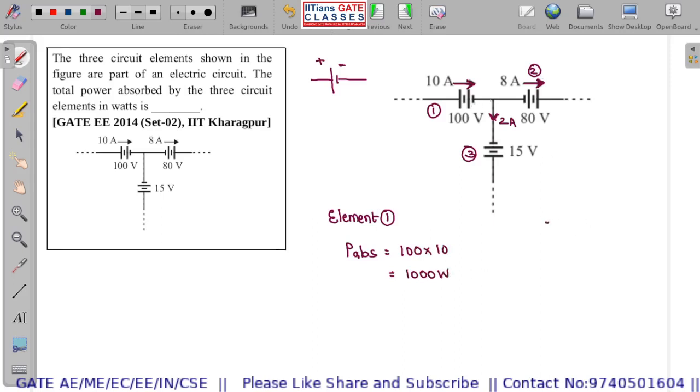Now look at element 2. In element 2, this is positive, this is negative. 8 ampere current is exiting through the positive terminal. That means this element 2 is delivering power. So P delivered over here is 80 volt into 8 ampere, so that is 640 watt.